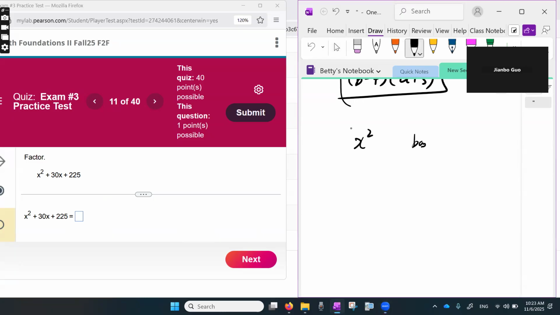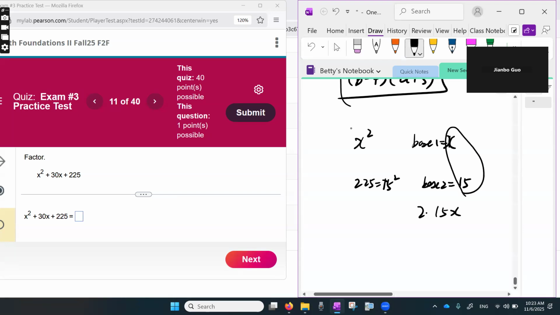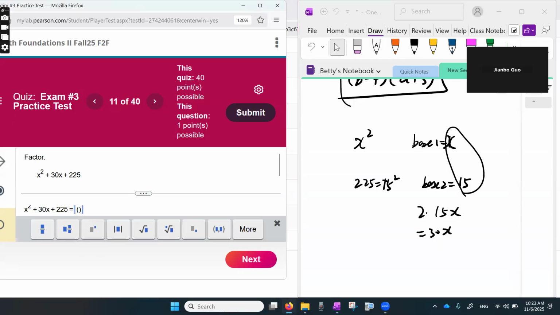The first base is x. The second base is 15. And if we multiply the two bases together, 15x, and double it, we have 30x, which is in the middle, right? So that proves this trinomial is a perfect square trinomial. Since in the middle we have a positive, it's going to be a square of a binomial sum.